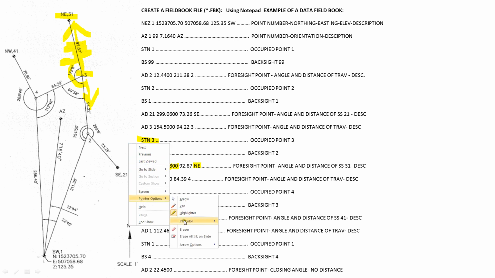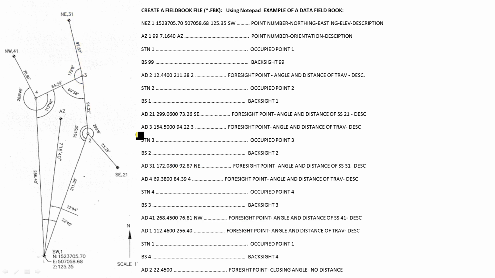Now, the next one says, again, I'm still at station 3. So this is how it's being read. This is how the computer reads it. I'm still at station 3. I'm looking to the back sight at 2. And the next line says I am turning a horizontal angle and I'm looking to the foresight to 4. That's what this means, AD to 4. Now, I turn the angle to the right of 69 degrees, 38 minutes, and 0 seconds. And I'm looking toward a distance toward point 4, 84.39 feet, and my description is 4. All right, now, so I've collected that data.